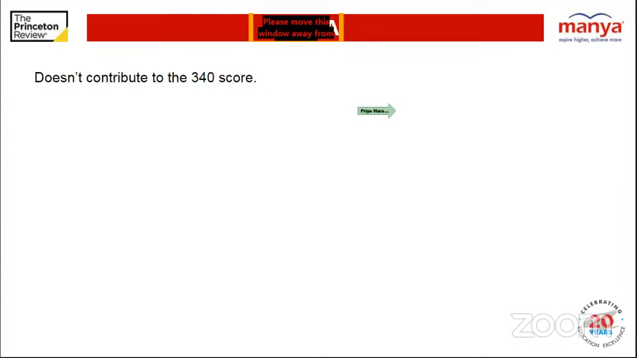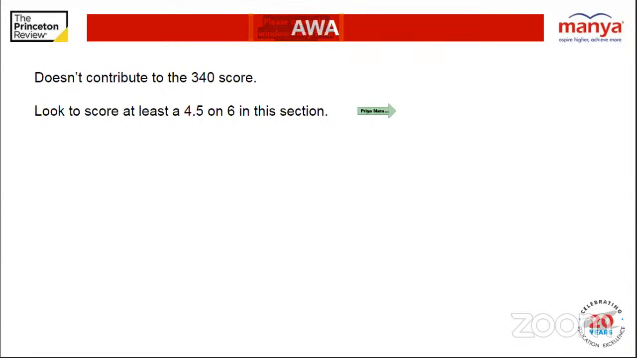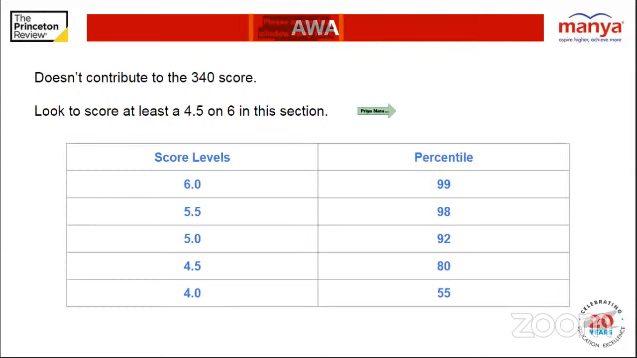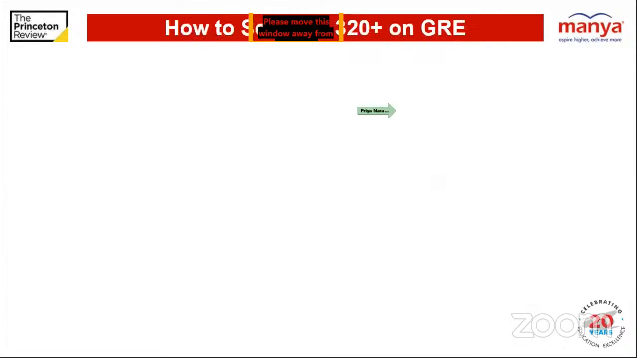A little bit about your AWA. It does not contribute towards your 340 score, but we were talking about percentiles. A decent score to match your 320 plus would be anywhere between 4.5 and 6. Here is your percentile value for AWA. A decent one will be anything above 4.5. If you look at 4, it is just the 50th percentile.